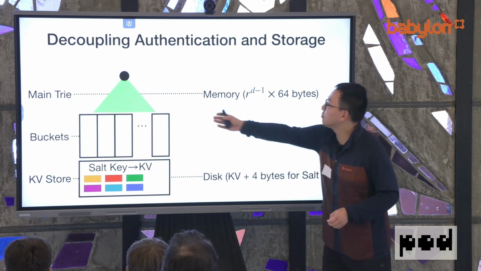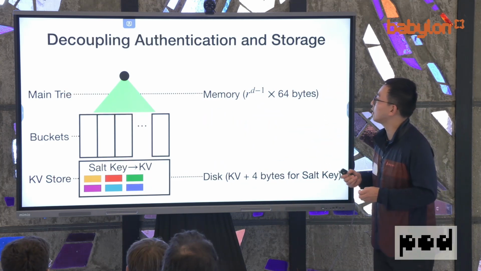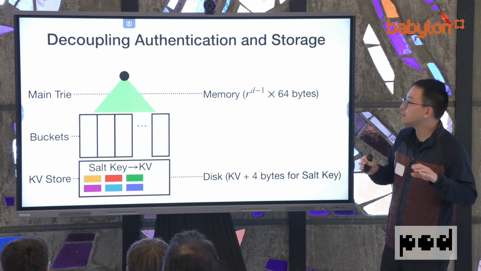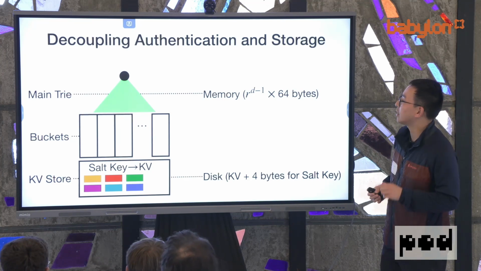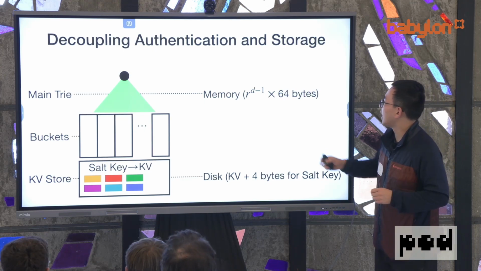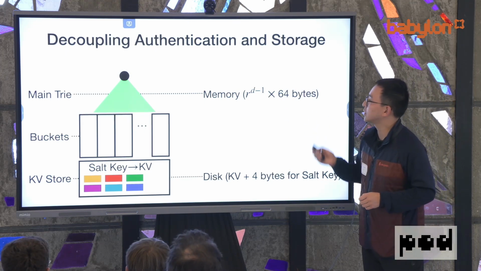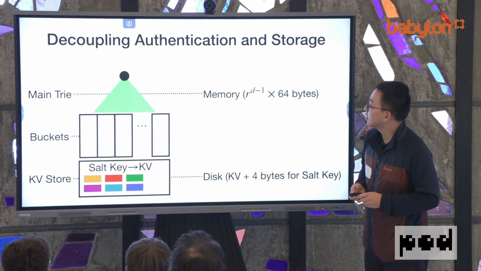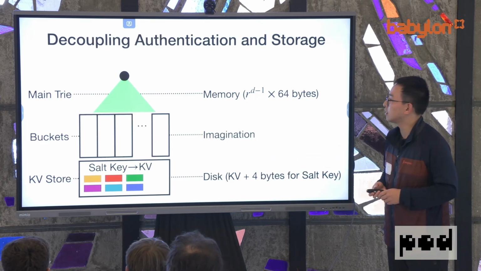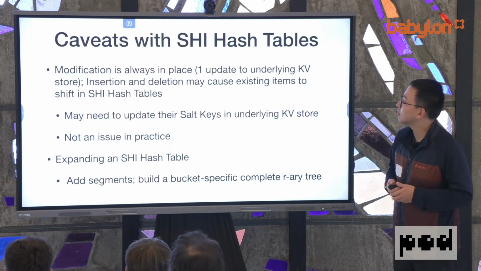And of course, the main trie, as we designed, we want to fit it in the main memory. So it's R to the power of D minus 1 leaves, actually not exactly that, it's a series, but on that order, times 64 bytes per node. We're using IPA. And that's it. So the bucket exists in your imagination. It does not really need to exist physically.